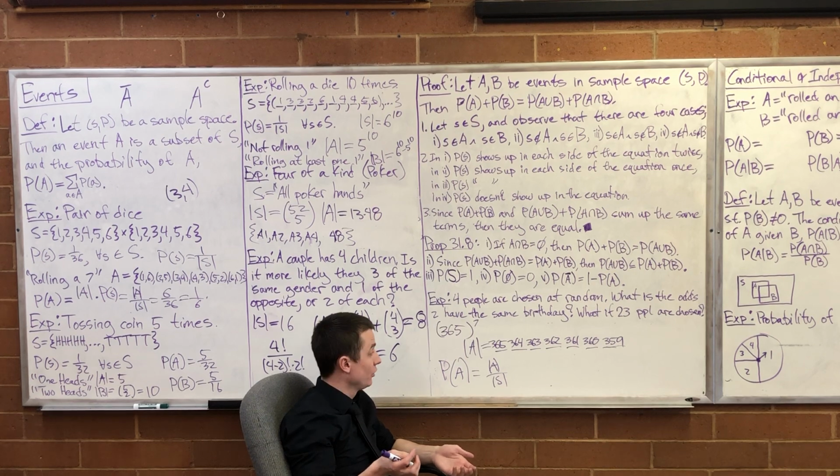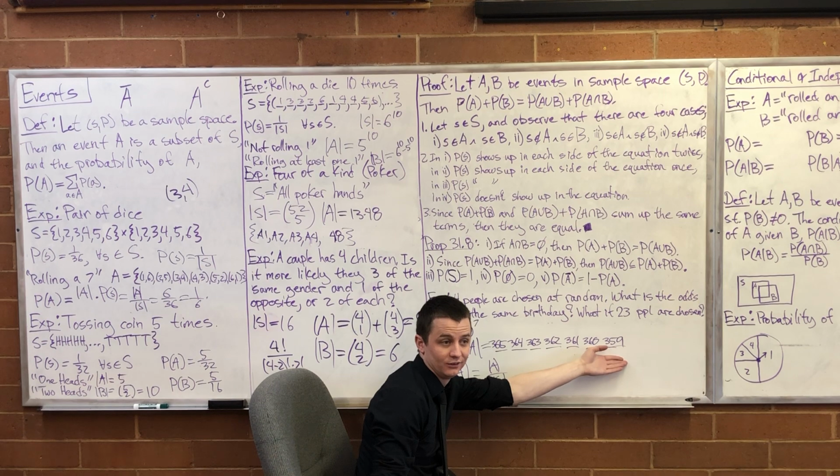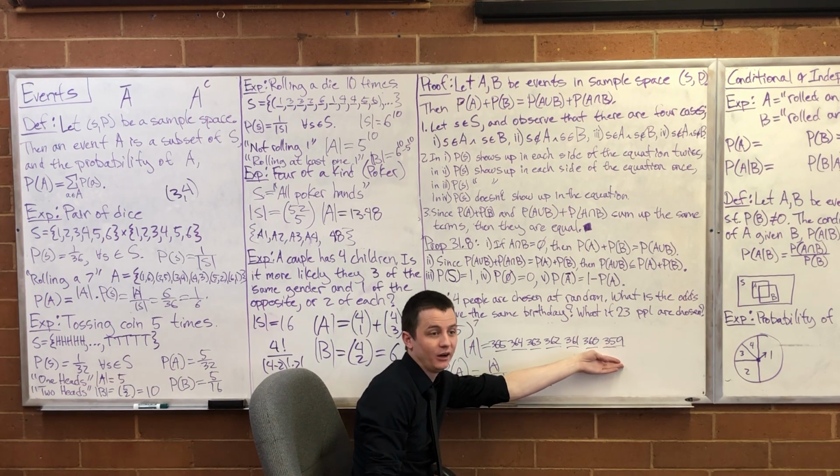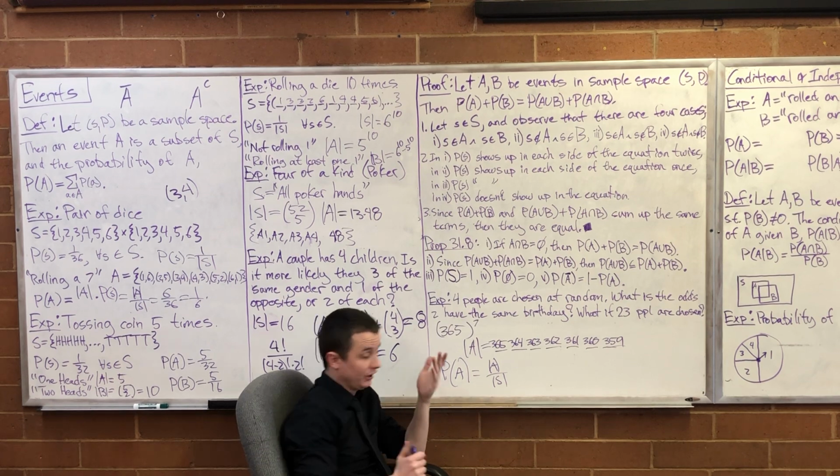There's 365 days out there, and we've only used up 7 of them. We had a lot of days to spare in making sure that we don't have the same birthdays. Sure, it's a high number. Well, let's calculate this.